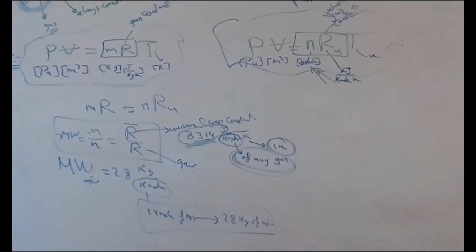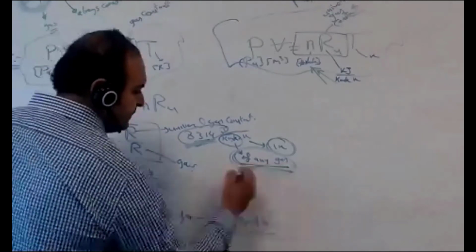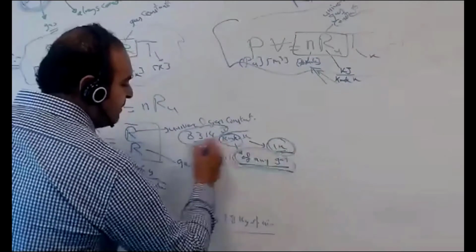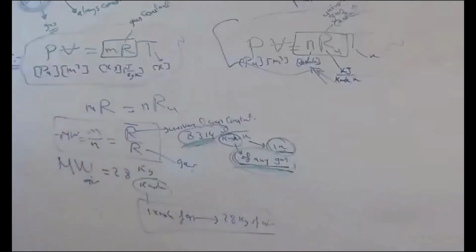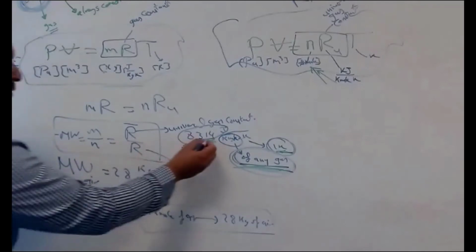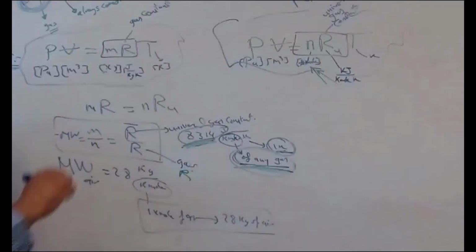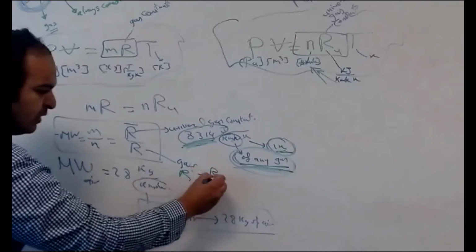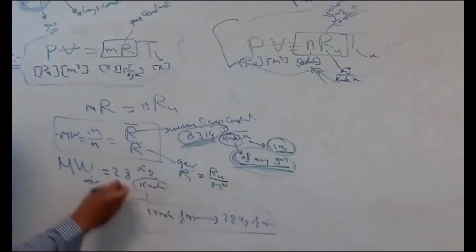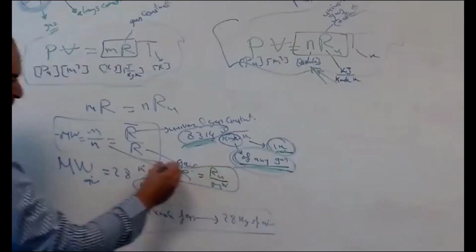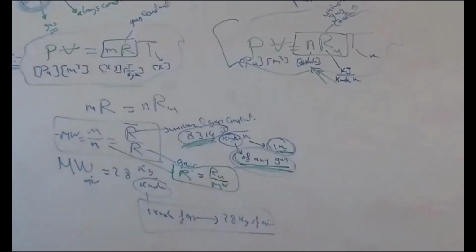So for any gas, to raise 1 degree, you need this number of joules. You need heat, which is 8314. But for this one, you don't know. It depends on the gas. So it's R universal over molecular weight. This equation. So if I give you air, you say, oh, it's 8314 divided by 28. So this is R air.